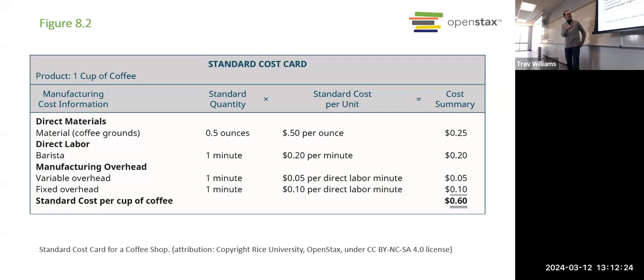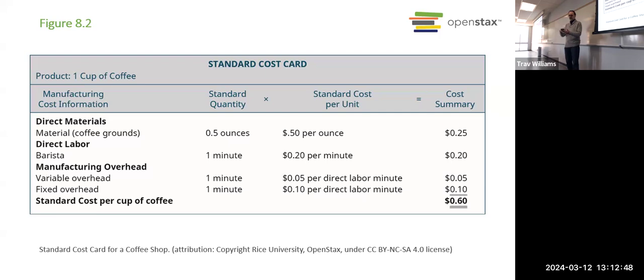And then how about the labor? Well, we've got a barista that makes the coffee. If it takes them a standard 1 minute to make a cup of coffee, it seems a little long to me, but maybe if it's a latte or something, it takes longer. And we pay them 20 cents per minute, which would be what, $12 an hour? That sound right? Let's do some quick math here.